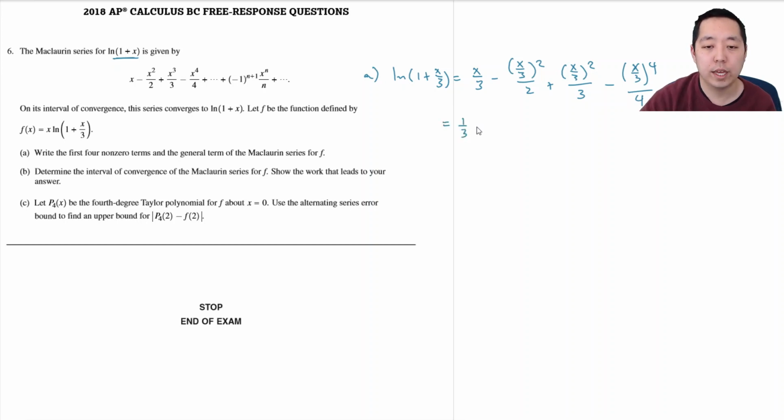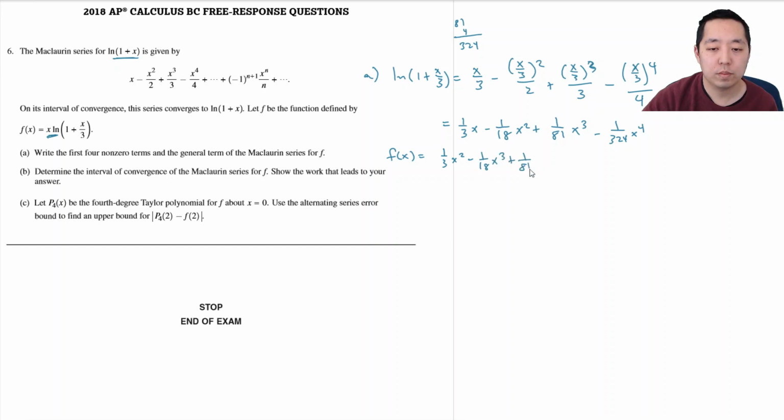Now, this is just 1/3 x minus, let's see, this is 9. 9 over 2 is 18. So 1/18 x squared plus, this is cubed, sorry, 27 times 3 is 81, so x cubed over 81. And then 3 to the 4th is 81. 81 times 4 is 324. Minus 1 over 324 x to the 4th. But then I gotta multiply by x here, so f of x is equal to each of these terms multiplied by x. So those are my first 4 terms right there.